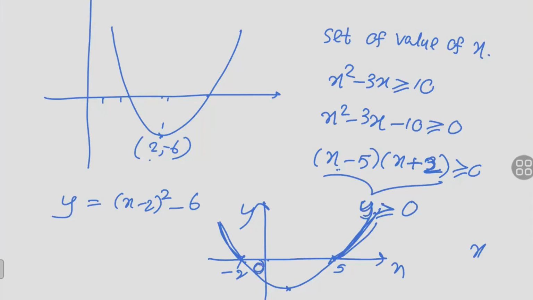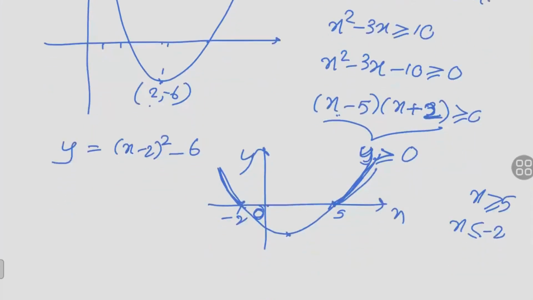That means 0 here, y greater than 0 is this part: x greater than or equal to 5, x less than or equal to minus 2. So you can write your answer: x greater than or equal to 5, x less than or equal to minus 2, right? This is 1 mark, and most of them don't get it because they get confused. Draw the graph and take it, then you don't get confused. So this is the basic quadratic graph to find the solution.